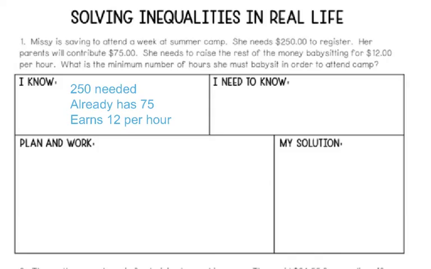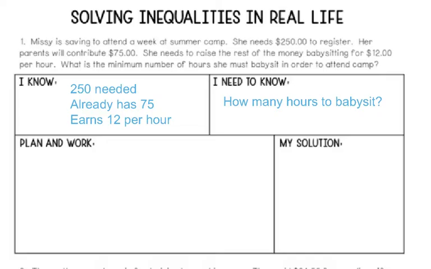First, the information I know is that Missy needs to save $250, but she already has $75 that her parents are going to give her, and then she's going to earn $12 per hour babysitting. What we're solving for, or really our final question, is how many hours is she going to have to babysit? Now, this is similar to setting up two-step equations that we did in the last unit. The difference here is that we're going to use an inequality symbol, and we have to pick the correct one.